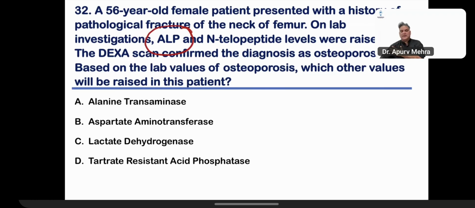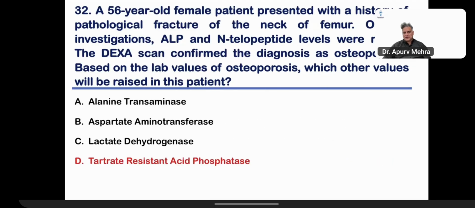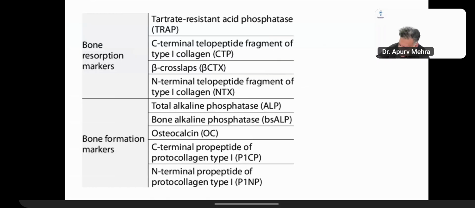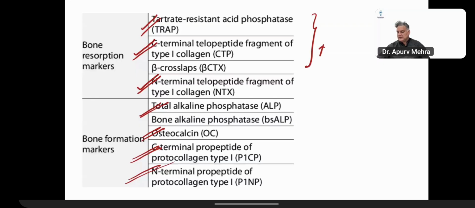ALP is normally raised in osteoporosis, but it's not raised here. They want to know which are the markers of bone resorption. So the answer is tartrate-resistant acid phosphatase raised. What are the markers of bone resorption? Let's have a look. TRAP, C-terminal telopeptide, N-terminal telopeptide. Whereas markers of bone formation are alkaline phosphatase, osteocalcin, procollagen C and N-terminal. All these markers are increased in osteoporosis because there is more resorption of the bone.